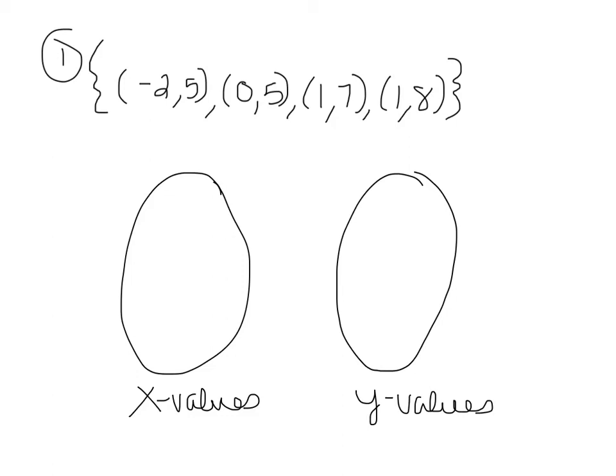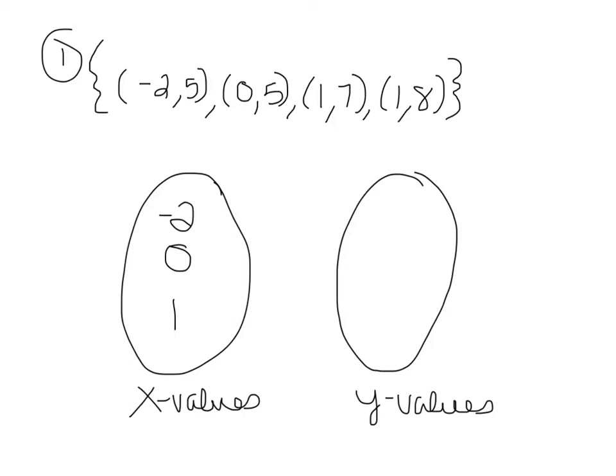Okay, so our x values, remember, are the first value in every point. So -2 would be our first one. And then we're going to have 0. Then we're going to have 1. And again, there's another 1 here, but we're not going to list it a second time. We only need to list things once, just like in our domain and range. So essentially our domain is -2, 0, and 1.